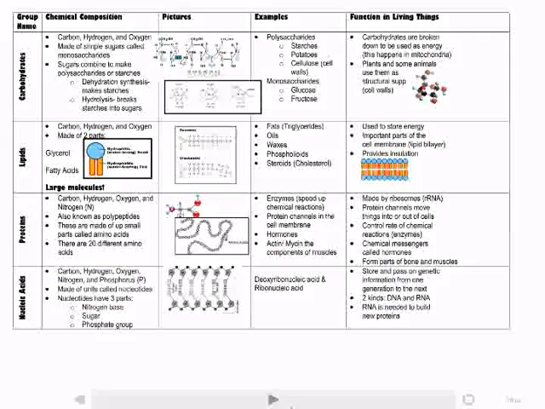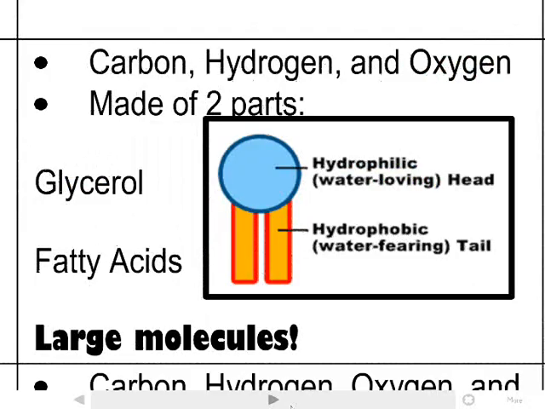All right, we're going to move on to lipids. Lipids are made of the same things as carbohydrates. They're made of carbon, hydrogen, and oxygen. All lipids have two parts. They have a head that we call glycerol, and they have tails that we call fatty acids. Now, this lipid happens to have two fatty acid tails. Not all lipids have two fatty acid tails. Some have three, some have one tail, but they're going to have some kind of tail.